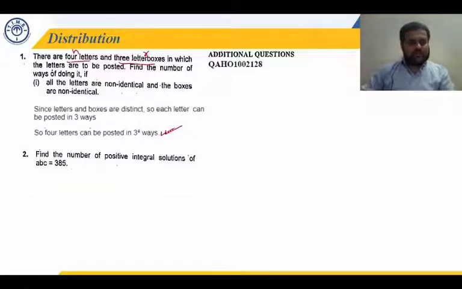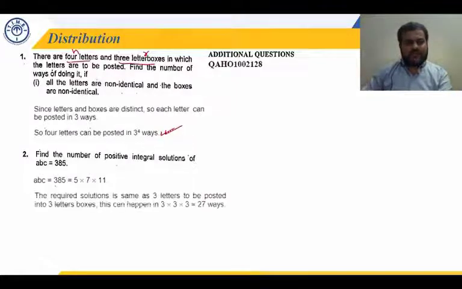Okay, let's look at question number 2. Question number 1 has other parts also that we'll see later. Let's look at question number 2 of additional question from 2128. Find the number of positive integral solutions of a into b into c equal to 385. This is the product of a, b, c. If you prime factorize this number 385, you will get 5 into 7 into 11.